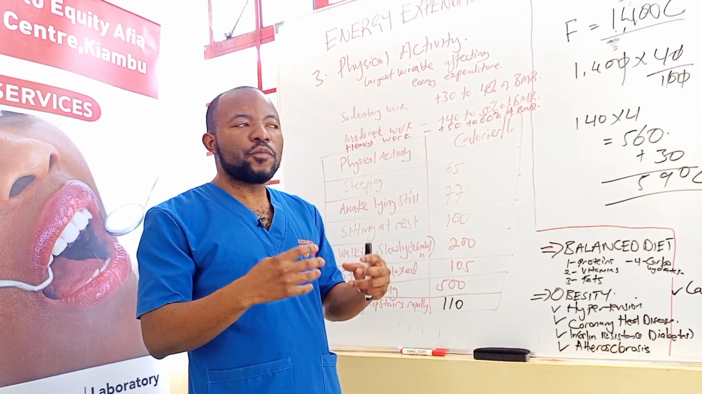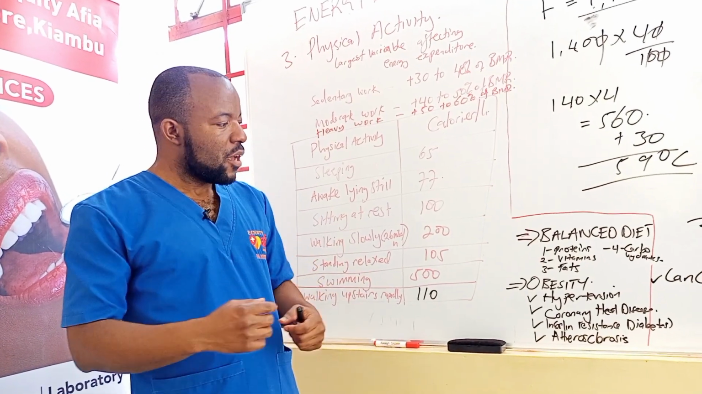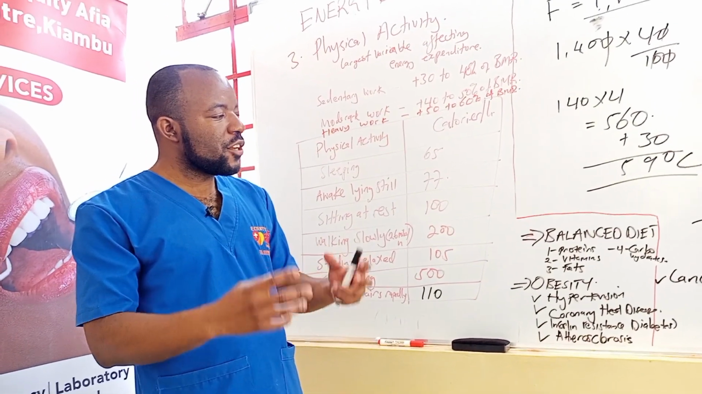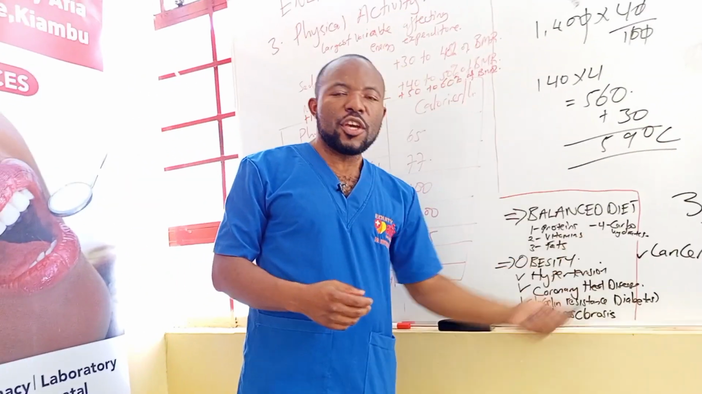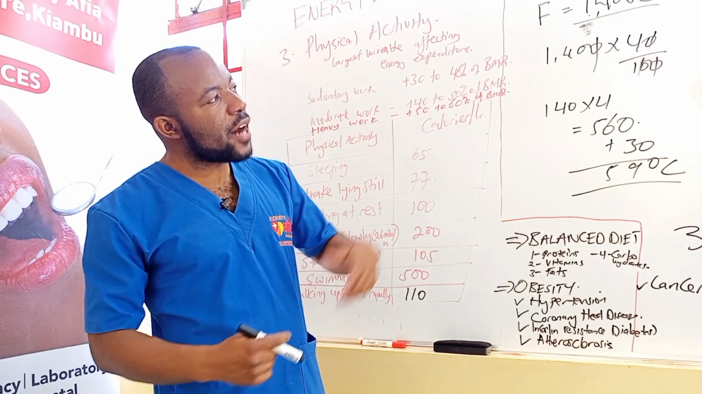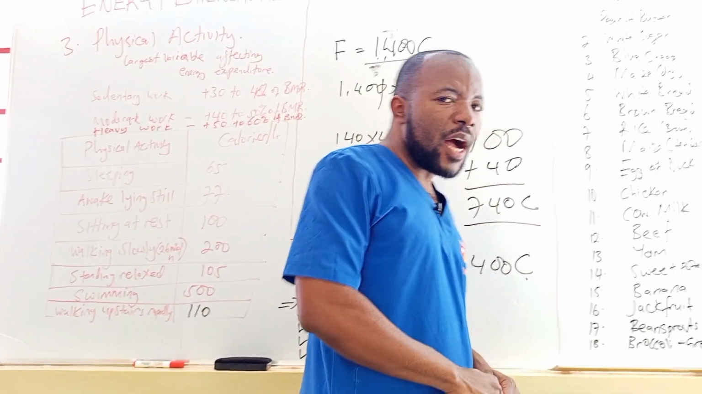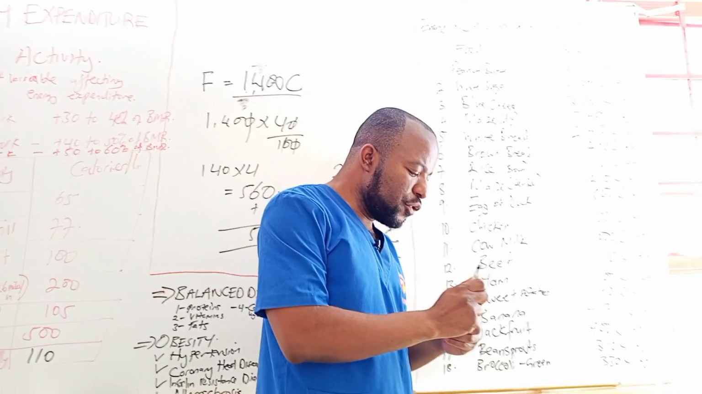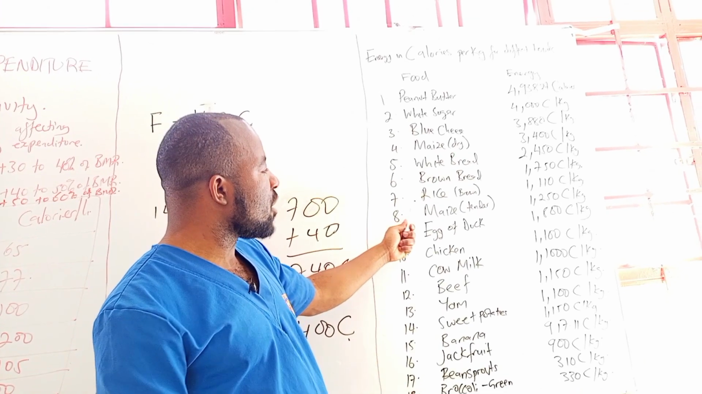Proteins, you get them from foods like fish, chicken, beans, and most of the cereals. And then the carbohydrates, you get them in foods like rice and maize. Now let us look at how much other foods contribute to your energy expenditure.